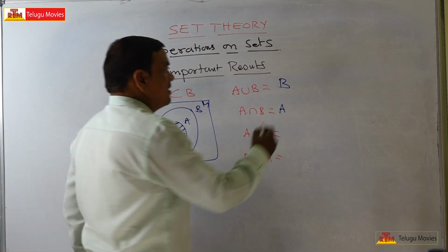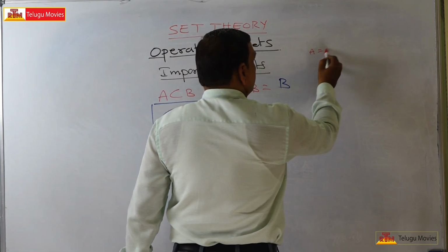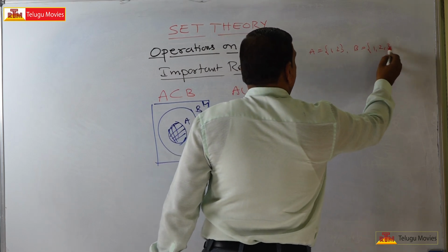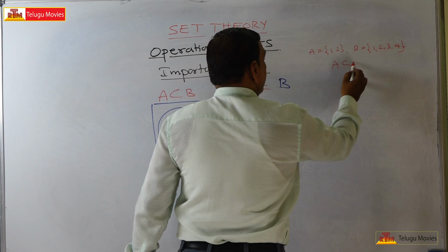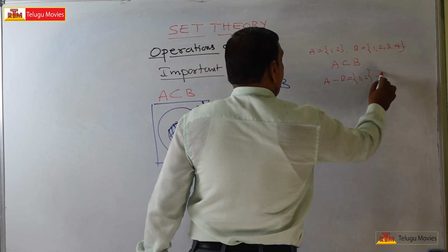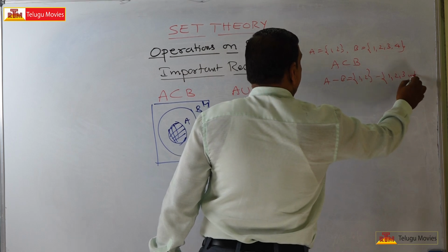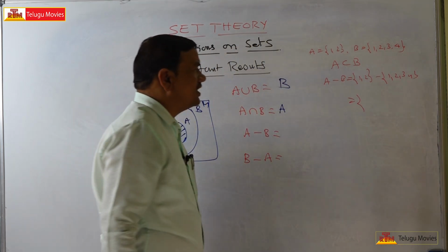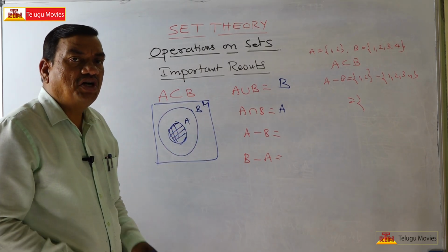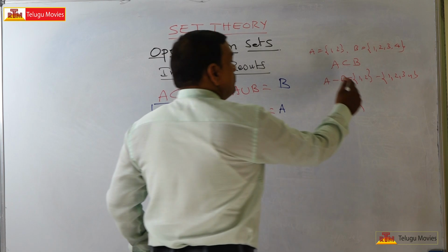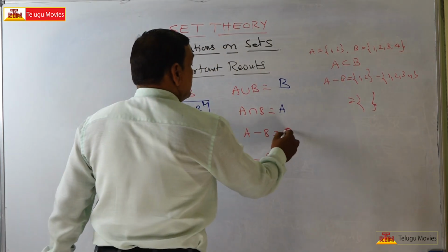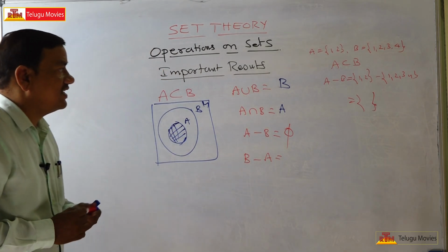See here, give one example. For example, A is equal to {1, 2}, B is equal to {1, 2, 3, 4}. Clearly A is a subset of B. What about A minus B? The set of all the elements which belong to A only. If you observe here, 1 belongs to B, 2 also belongs to B. Are you getting any elements which belong to only A? No. That's why it is the null set. A minus B is the null set.